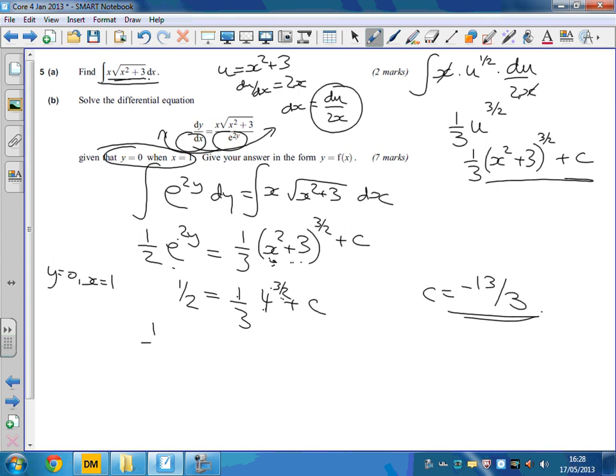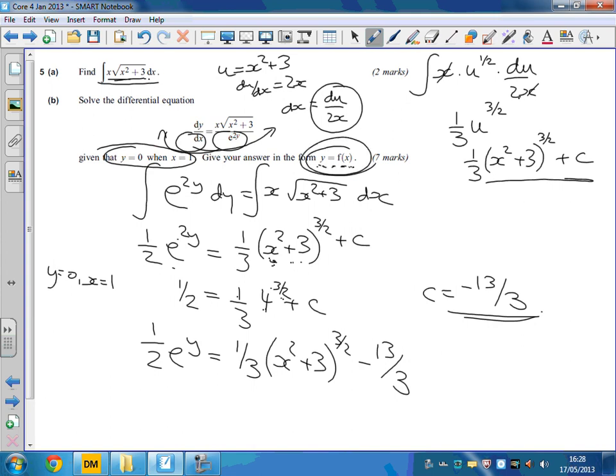So our final answer here for this bit is a half e to the 2y equals 1/3 x squared plus 3 to the 3 over 2, minus 13 over 3. All we've got to do to get the final marks is make sure that it's y equals. Just get the y all on its own. So we need to get rid of that e, we need to get rid of that half, and I've missed out a 2 here, haven't I, as well? There's a 2 in there.